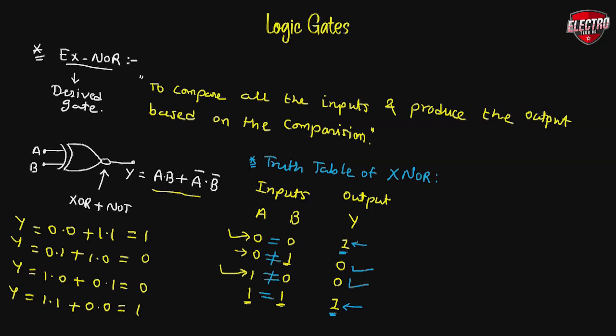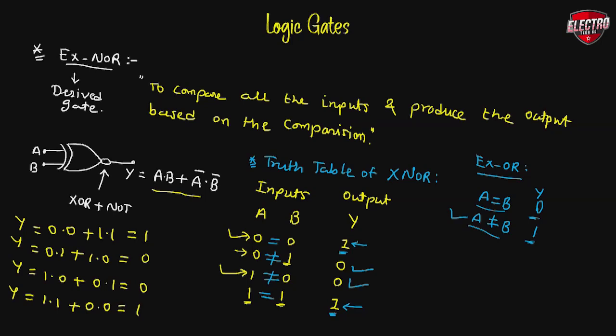And if you compare exclusive NOR gate with exclusive OR gate, then in the XOR gate, when A is equal to B, the output signal Y is equal to 0. When A is not equal to B, then we get Y is equal to 1. In the exclusive OR gate, if both the input signals are same, then we get output 0, and if both the inputs are different, then we get output signal 1.